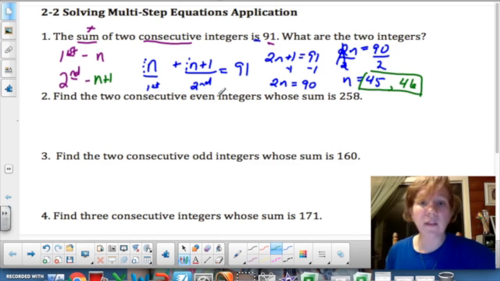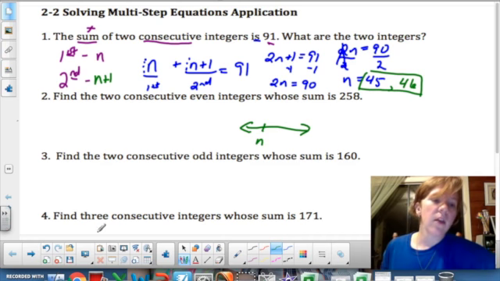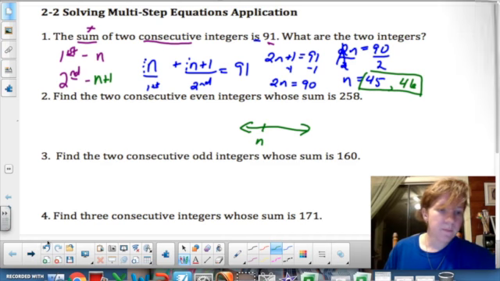Okay, if you want even integers, think back to that number line and how many jumps you would have to make to get from this even value to the next even value on the number line. All right, let's go ahead and do another one.